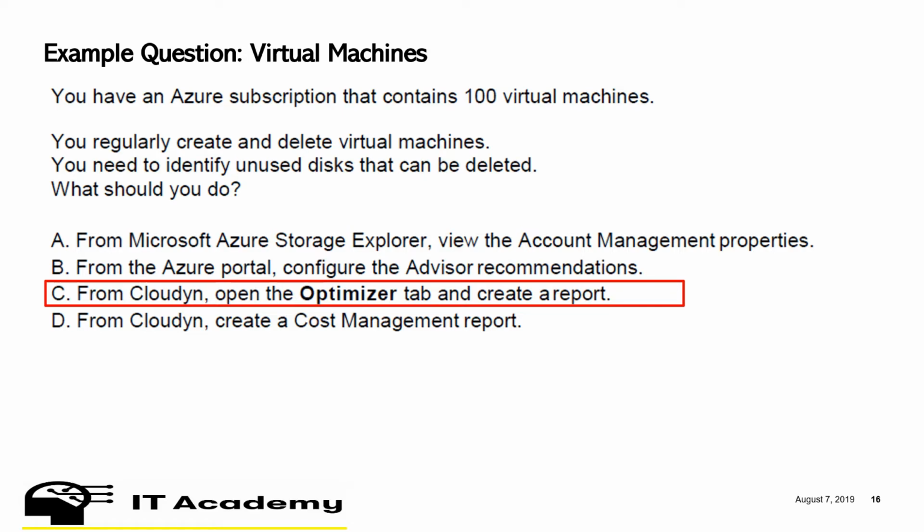The idea there is just because you're deleting a virtual machine doesn't mean you want to delete the attached virtual hard drives to it. That's why Cloud9 and Azure Cost Manager give us an optimizer report that identifies basically orphaned virtual machine disks that could potentially be deleted.